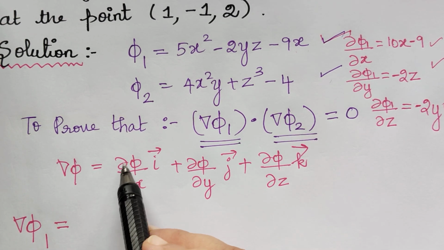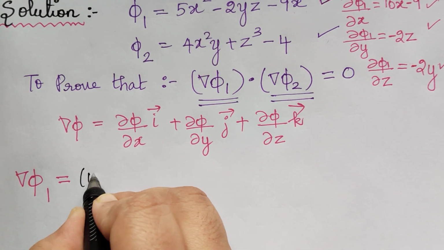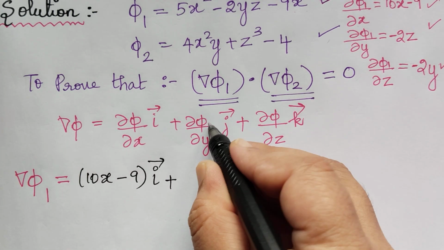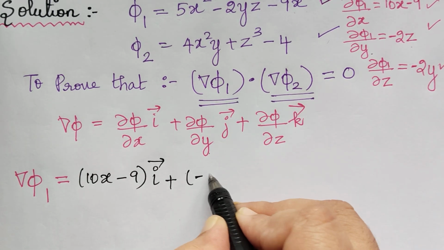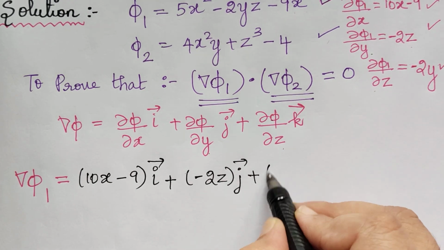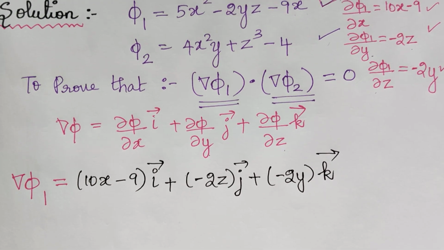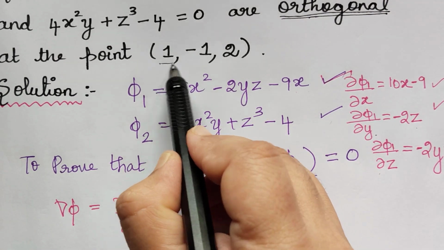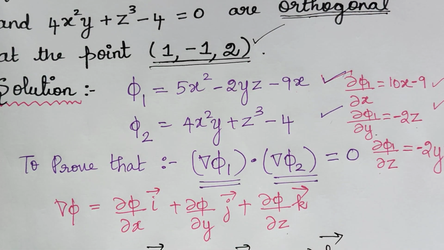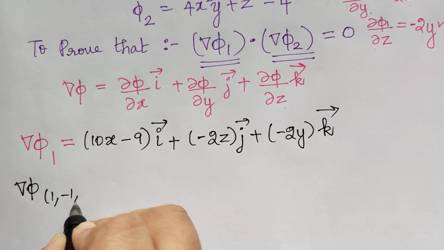Now let us substitute these over here. Nabla phi 1 will be 10x minus 9 i vector, plus dou phi 1 by dou y, which is minus 2z j vector, plus dou phi 1 by dou z, which is minus 2y k vector. We have to find nabla phi 1 at the given point. What is the given point? 1 comma minus 1 comma 2. So we have to find nabla phi 1 at the point 1, minus 1, 2.